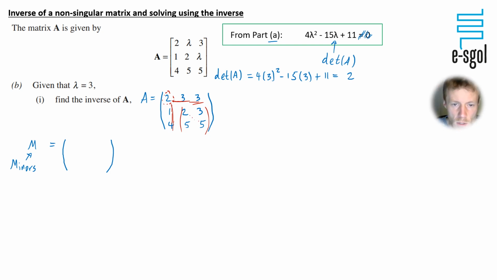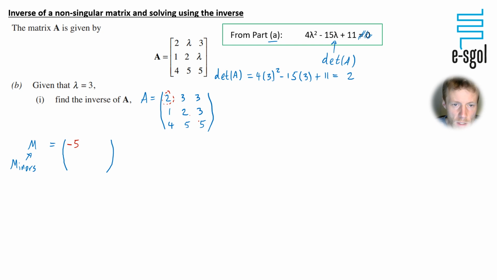So it's 2 times 5, take away 3 times 5. So that's 10, take away 15, that's negative 5 for that element there. I will just do one other element because I think it'd be helpful to do one that's a little bit more awkward.